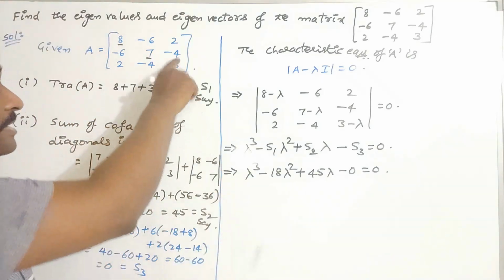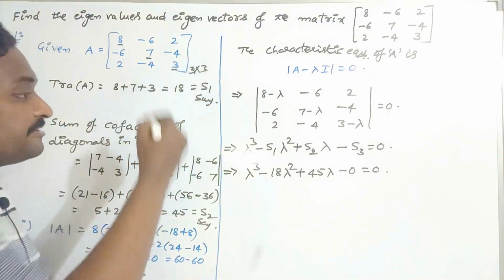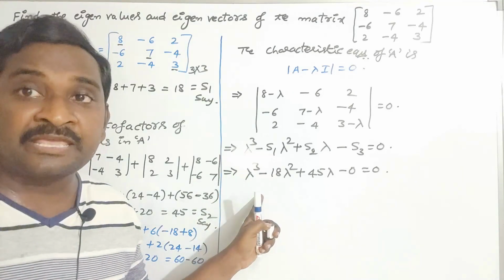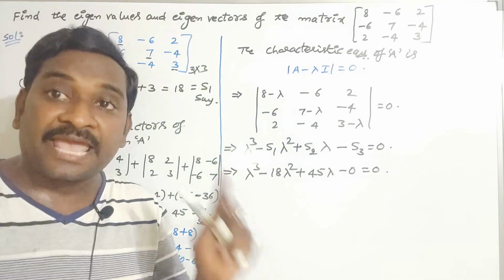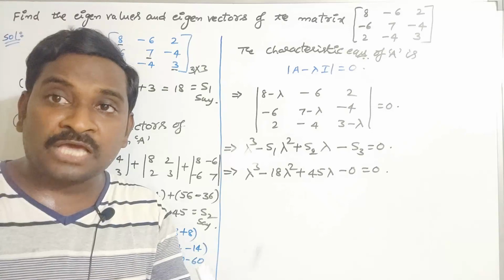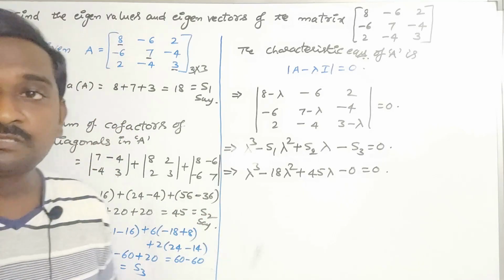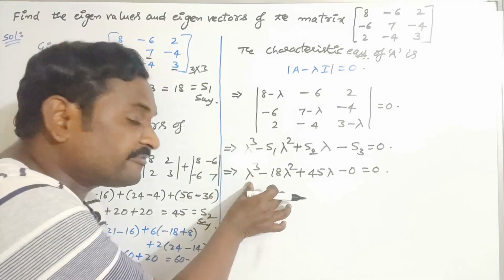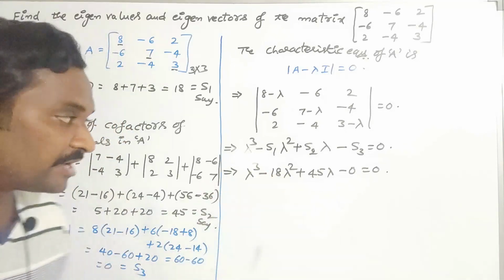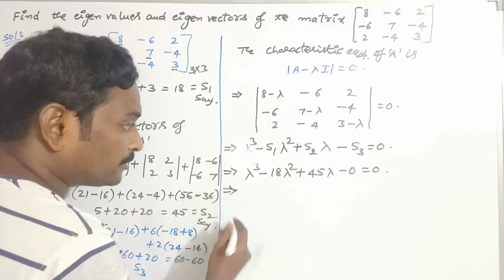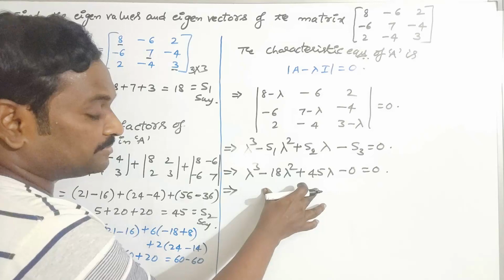Since A is a 3 by 3 matrix, its characteristic equation is a third degree algebraic equation. Hence it has exactly 3 roots. Those 3 roots are known as eigenvalues. The roots of the characteristic equation are known as eigenvalues. Don't forget it. Now we are going to find the roots of this algebraic equation.